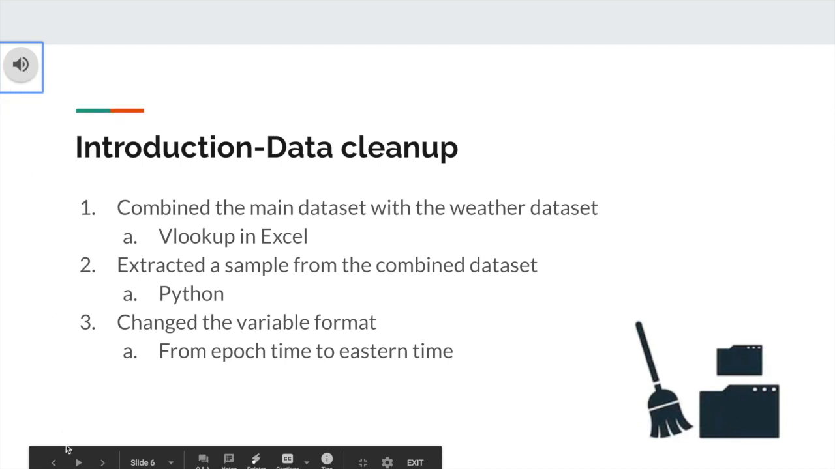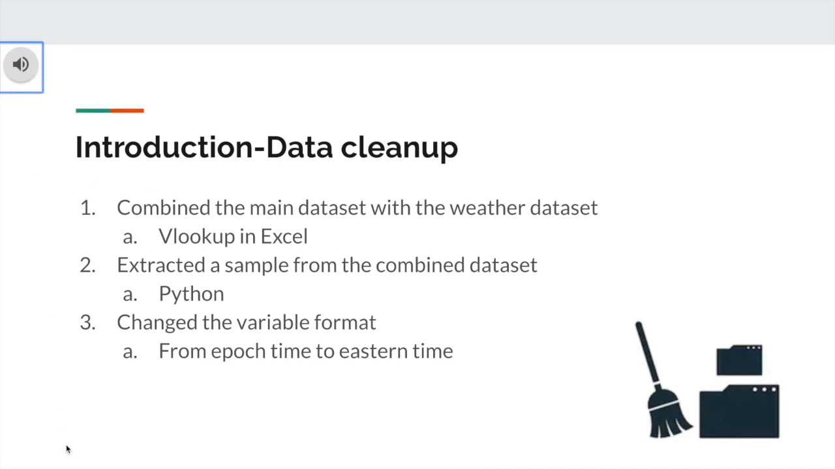To prep our dataset for analysis, we did the 3 steps listed here. First, we combined the ride dataset with the weather dataset using a VLOOKUP function in Excel. Secondly, we extracted a sample from the combined dataset using Python, as the original dataset was too big for our computers to process. Third, we converted the variable timestamp from epoch time to an Eastern time format using a formula in Excel. This way, our audience can better understand the variable.